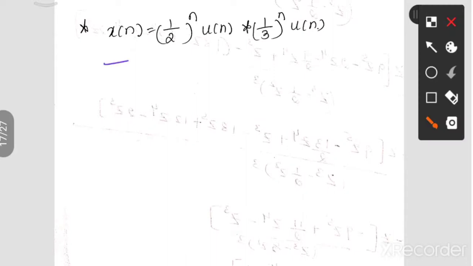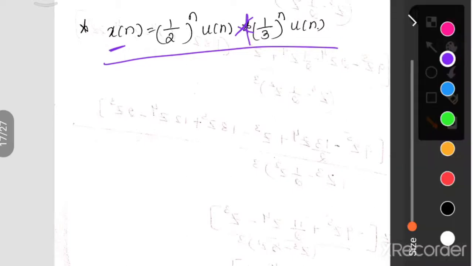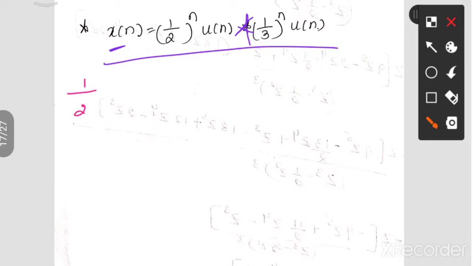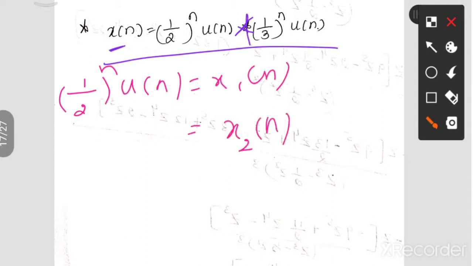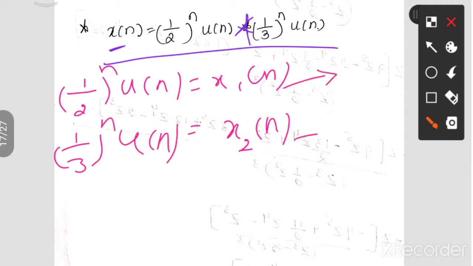Okay, and next we'll see the other numerical. That is, x of n is equal to... using the z transform properties, we have to find the z transform of the signal. X of n is equal to 1 by 2 raised to n into u of n, convolution with 1 by 3 raised to n into u of n. What we can do here is, let's take 1 by 2 raised to n into u of n as x1 of n, and another signal, x2 of n, which is 1 by 3 raised to n into u of n. Let's find out the z transform of this and this separately, and then we can apply the convolution property.